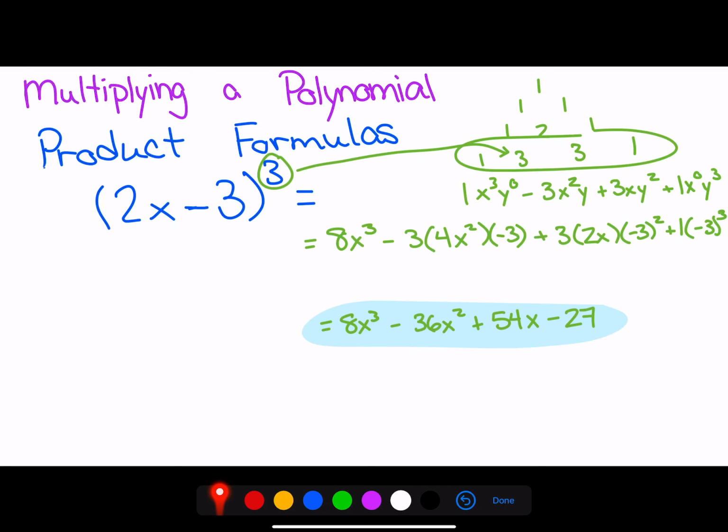So this time, 2x minus 3 cubed. Once again, I'm going to use Pascal's triangle. And I'm going to use it when we hit the 3.